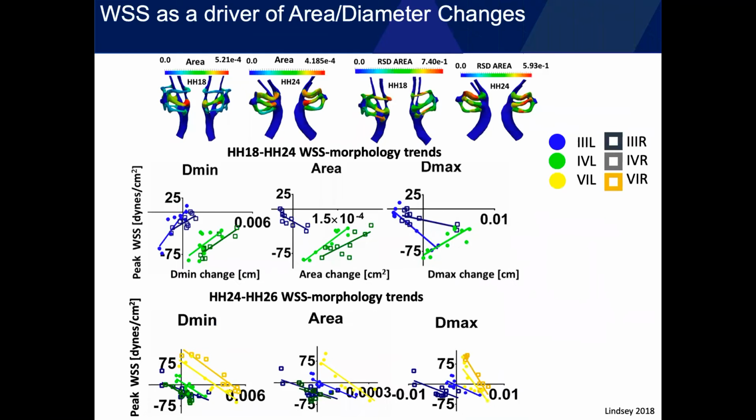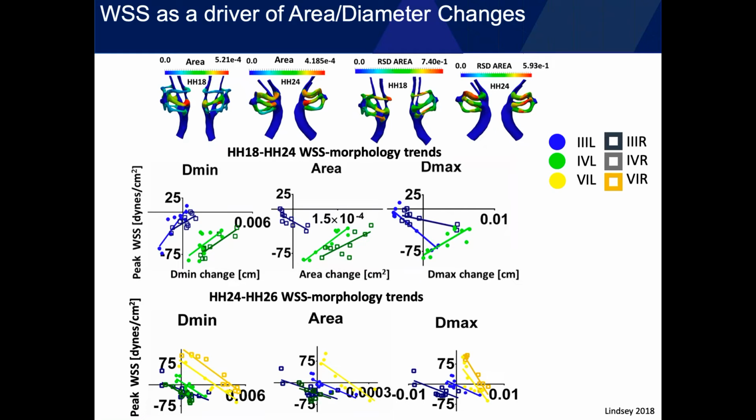And so we have all this hemodynamic data and all this geometrical data along the length of the arch. We decided to put all this together and see what relationships we could quantify independent of location of the arch, and so we performed linear regressions. Here you can see wall shear stress versus area and diameter. So we have minimum diameter, maximum diameter, and area, and we have that both for HH18 to HH24, and then HH24 to HH26.